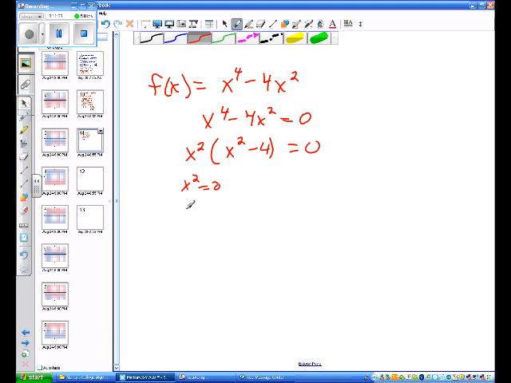Setting each factor equal to 0, here we would get x is 0, and x squared minus 4 equals 0. So x squared equals 4, or x equals plus or minus 2, the square root of 4. And again, we're going to come back and graph these in just a minute. But that would be finding our zeros.